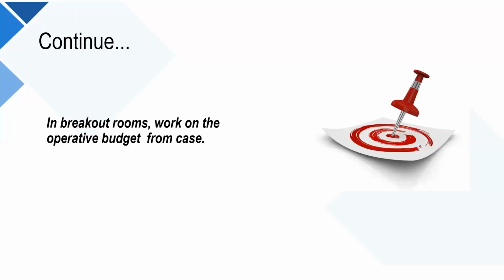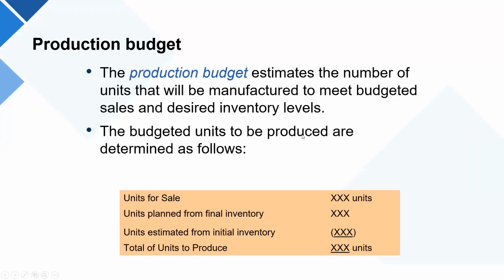Okay, it's there. Okay, so the next part of the budget is the production budget. And this one is a bit tricky, so pay a lot of attention, please. The production budget is the estimation of production that you're going to have for each period of the budget.